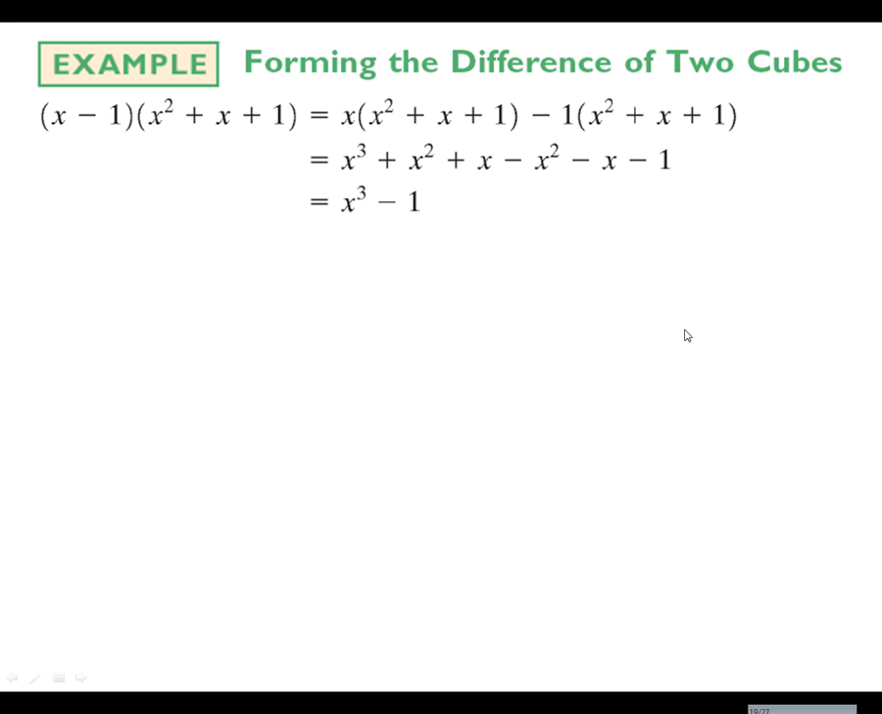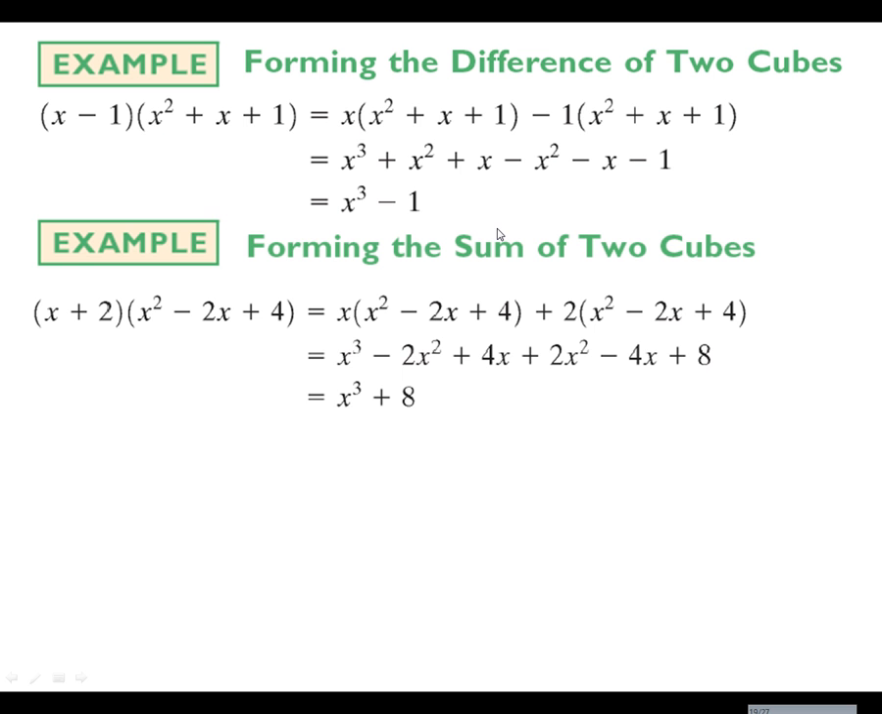All right, forming the difference of two cubes. We're going backwards here, so notice we've got this one. x minus 1 times x squared plus x plus 1 will get us x cubed minus 1. So, forming the sum of two cubes, x plus 2 times x squared minus 2x plus 4.